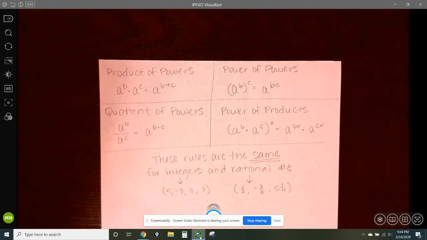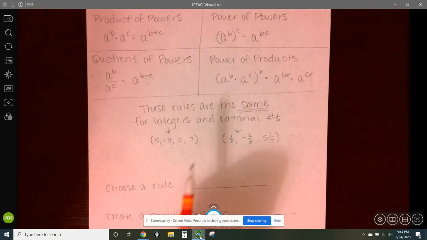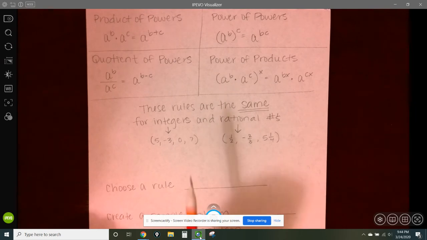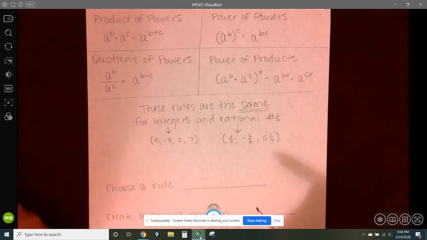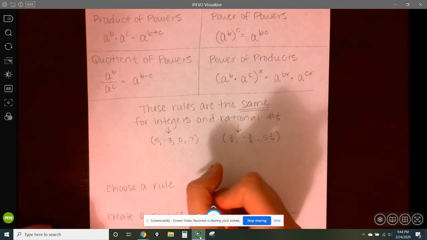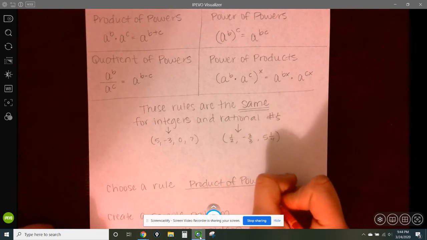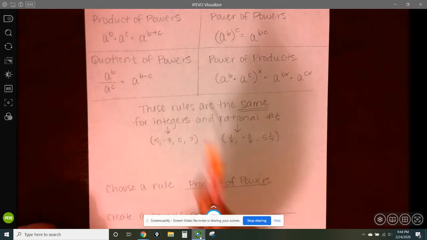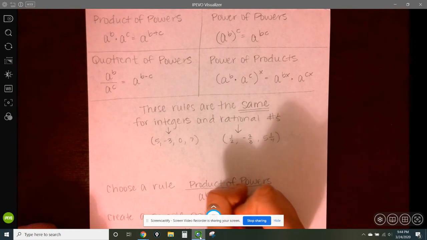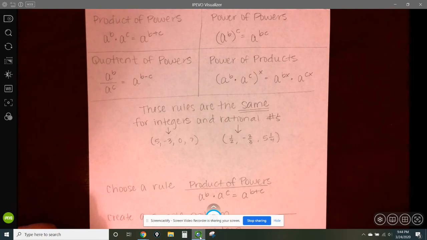Okay, so this discussion is just going to ask you a couple of questions. First, it's going to say, choose one of the rules for rational exponents. So all you have to do is choose one of these rules. You can pick any one you want, whichever one you like the most. Let's just say we chose the first one, product of powers. So you can just write product of powers, or you could write out the mathematical way of writing it. So you could have written a to the b times a to the c equals a to the b plus c. Either one of those is fine because it just told you to choose a rule.